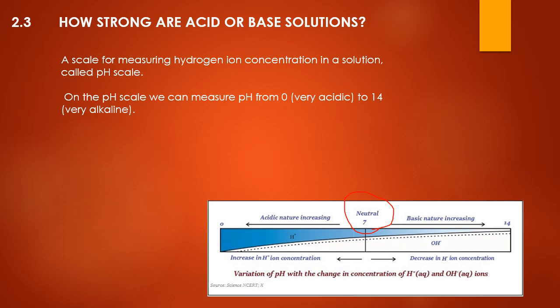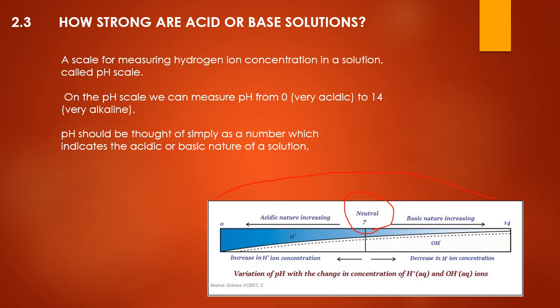On the pH scale, we can measure pH from 0 to 14, as I told you, and pH should be thought of simply as a number which indicates acidic or basic nature: 1, 2, 3, 4, 5, 6, and so on. The higher the hydronium ion concentration, the lower the pH value. The lower the pH value, the higher the acidity. If any substance has pH 1 and another has pH 6, which one is more acidic? The solution having pH 1 is more acidic in comparison to 6.